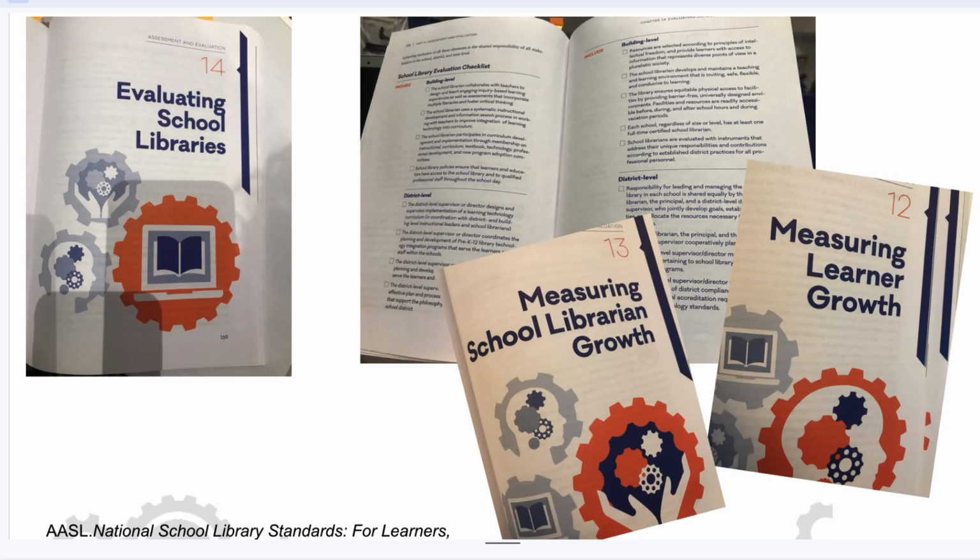In addition, our school library standards book contains at least two or three chapters that are really going to guide your planning. Chapter 13, Measuring School Librarian Growth. Chapter 12, Measuring Learner Growth, will not only give you ideas for what to look for, but also give you some strategies for measurement and metrics.